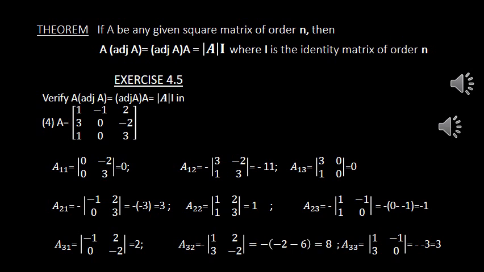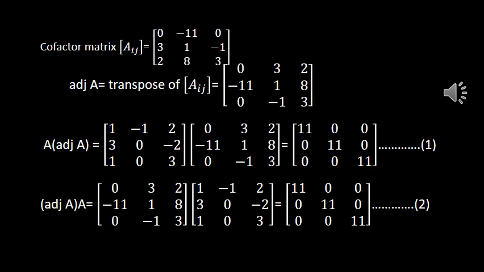That is 1 into 0, 0. The diagonal element product is 0. 0 minus the value of the other one, that is minus 3. So with two negatives together, negative of negative 3 is equal to 3. Now the cofactor matrix Aij is written. That is the matrix obtained by inserting the cofactor of each of the elements. So the matrix is 0, negative 11, 0, 3, 1, negative 1, 2, 8, 3.